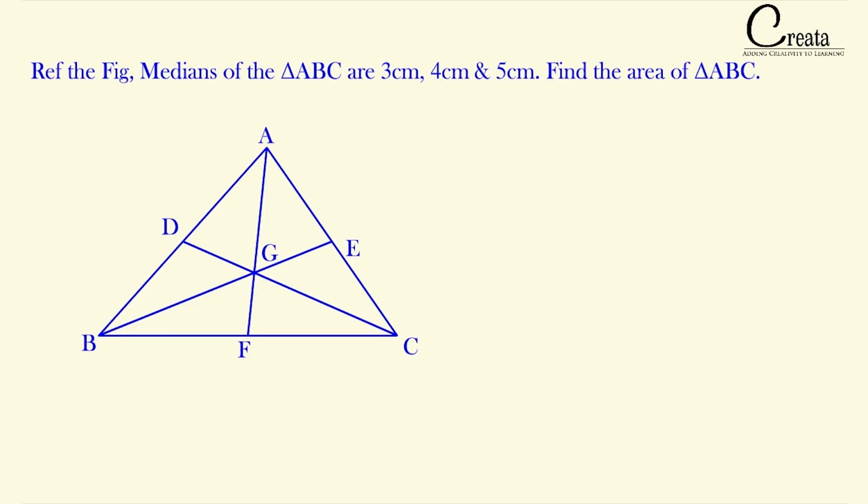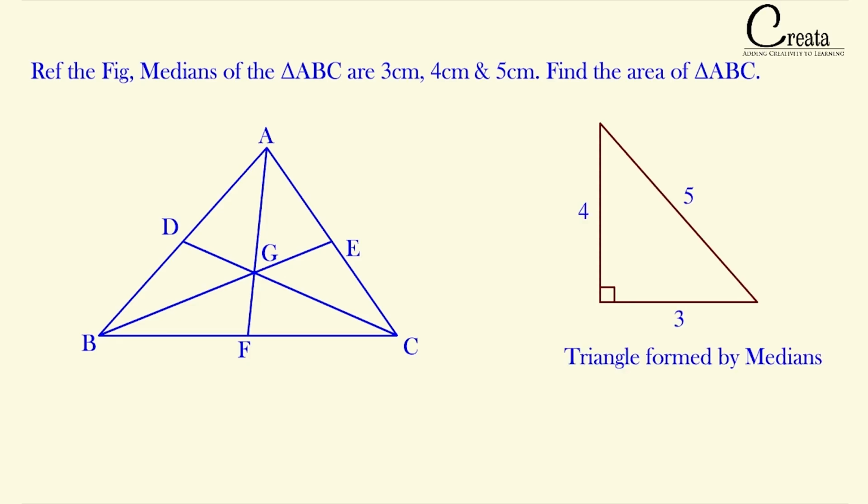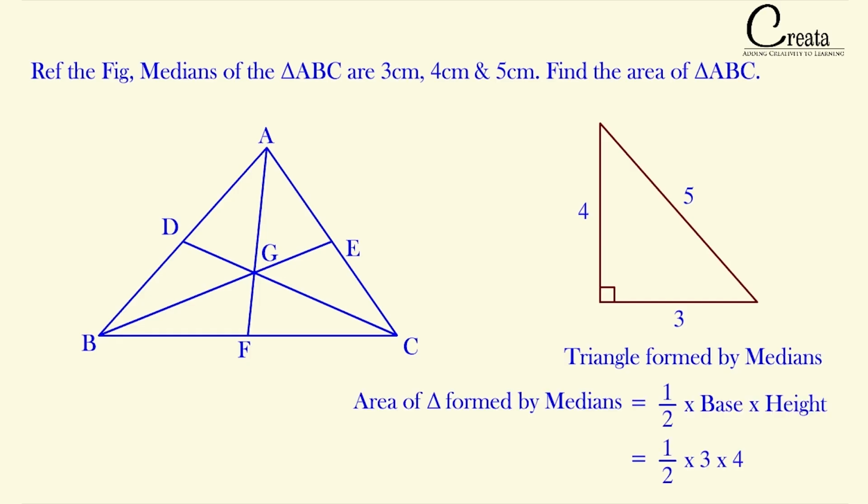So firstly we will form a triangle with the sides which are given as medians. Okay, 3, 4 and 5. Are you able to observe 3, 4 and 5 are a Pythagorean triplet? That is, these will form a right angle triangle. Let's make a right angle triangle with sides 3, 4 and 5. 5 is the hypotenuse and 3 and 4 are the legs of the triangle. Let's find the area of this triangle. Area of the triangle will be equal to half into base into height. That is half into 4 into 3, which is 6 centimeter square.